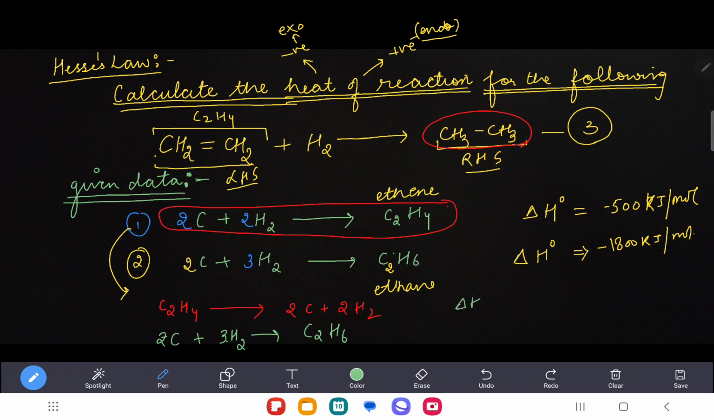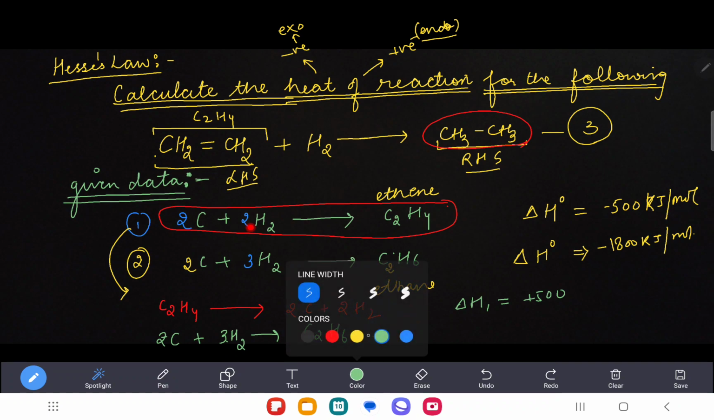So for delta H1, I'm going to write it down as plus 500, though it was minus 500 in the initial stage. But since I've reversed the reaction, and the forward reaction is exothermic, the minus sign indicates exothermic. So the backward sign indicates endothermic.